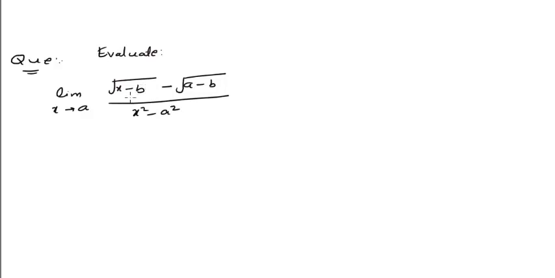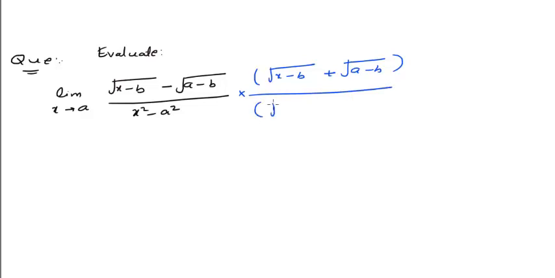Alright, so if you look at the expression carefully, we have irrational terms in the numerator. So we'll try to rationalize the numerator as well as we'll try to factorize the denominator also. So what do we do? First step is rationalizing the numerator. We'll multiply and divide the whole expression by under root of x minus b plus under root of a minus b, and the same thing we'll do with the denominator, that is under root of x minus b plus under root of a minus b. Yes or no?